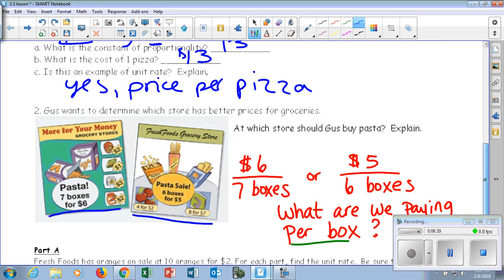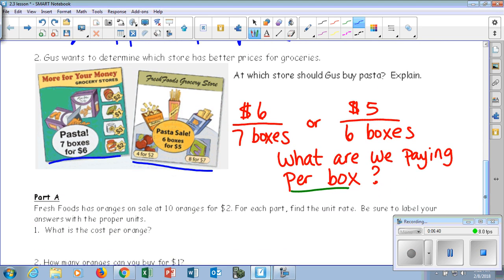Delano, you wanted to share with us which one we should go with? Okay. So what we did was we took 7 boxes and divided it by how many dollars it was. We did 7 divided by 6 and got 1.16. And then we did the same thing for the fresh foods grocery store. We took 6 boxes and divided by 5 and we got 1.2.